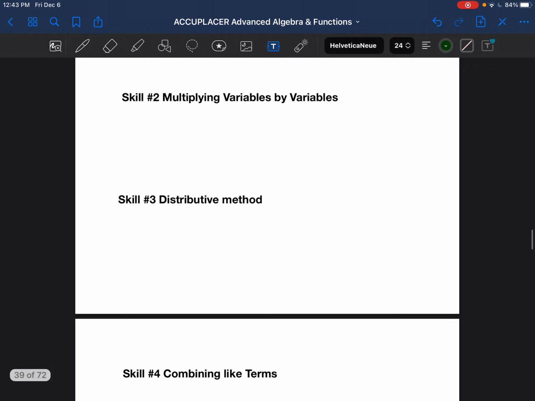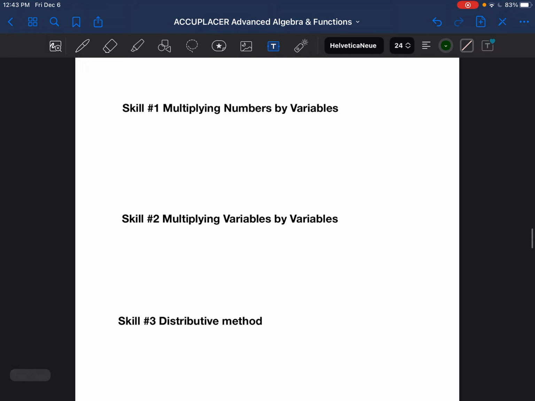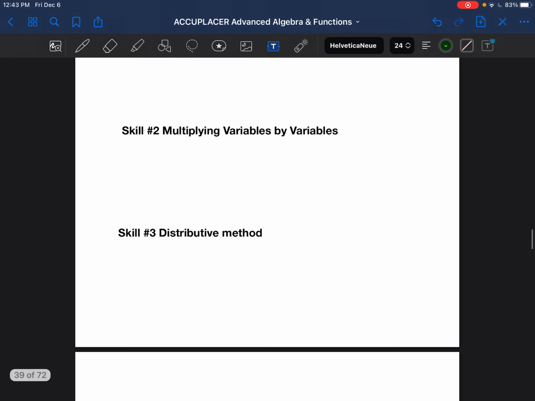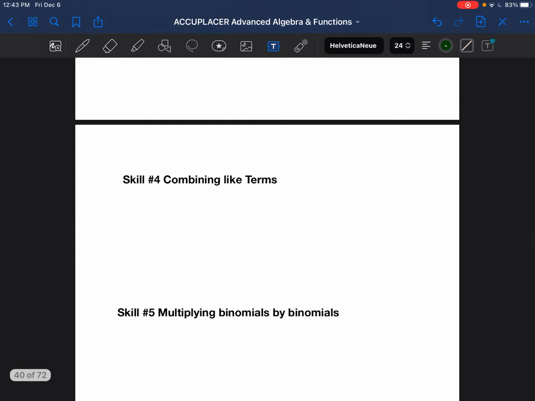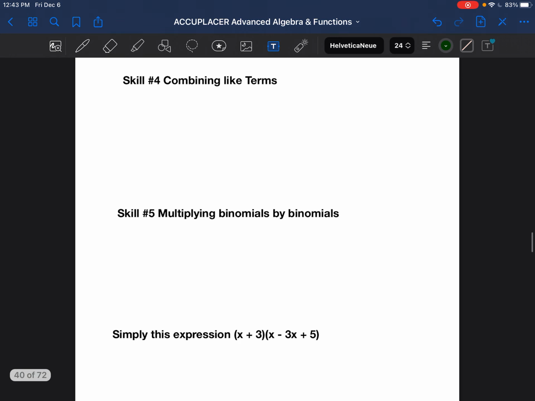Then we're going to go over 5 skills that you need in order to feel confident answering these types of questions. Multiplying numbers by variables, multiplying variables by variables, distributive method, combining like terms, and multiplying binomials. Then we're going to do another problem that is similar to the first one after we go through those 5 skills. And you're going to see that you're going to feel so much more confident doing these types of problems just by sticking through this video and learning these 5 skills.